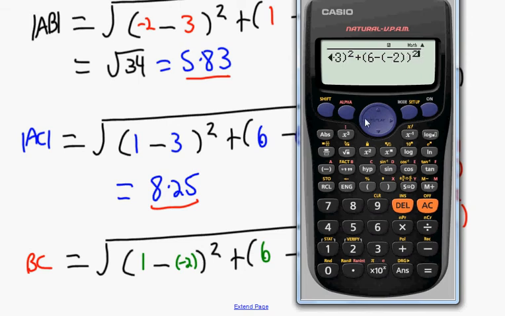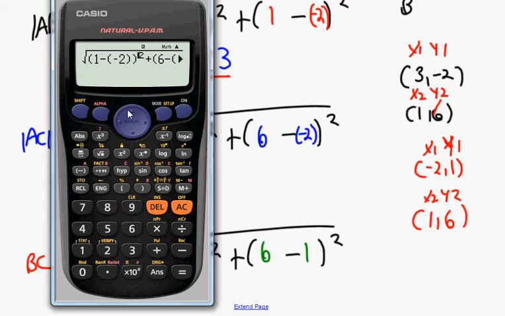And what we're going to get is 1. And then over here is minus 2. So delete here. Open bracket, minus 2. Close bracket. And then we have the 6 already there. And this time it's 6 take away 1. So replace that minus 2 with a 1. And there we are. 6 minus 1 squared.